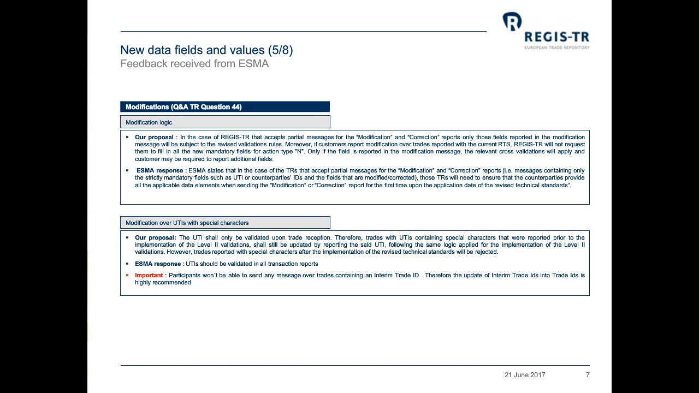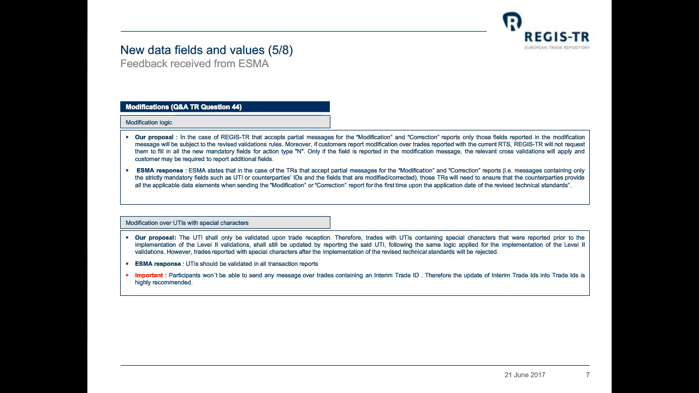For example, when talking about the modification logic issue, when they refer to the applicable data elements, do they refer to elements of a modification message or elements of a new reported trade? REGIS-TR will keep you updated on any of these topics. Okay. Now we have the floor open to other questions.